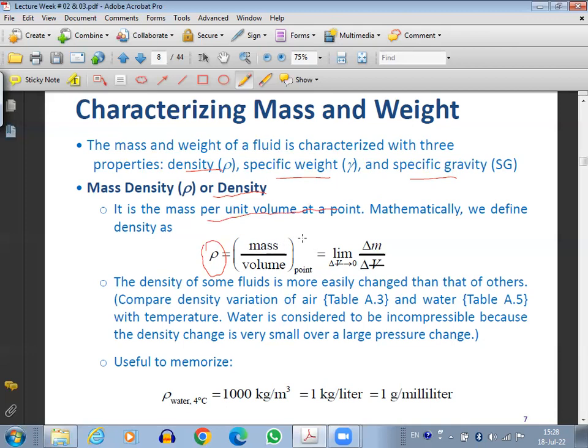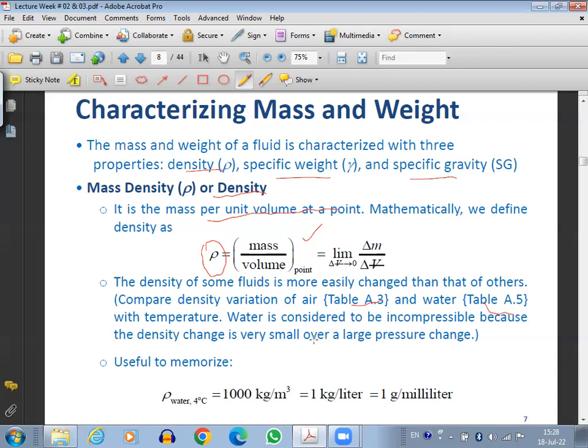So it's mass per unit volume. Density of some fluids is more easily changed than that of others. Compare density variation of air and water in tables A3 and A5. You find these tables in your textbook, and a soft copy of the complete textbook is already uploaded on GCR. You can download it and go through it while following this course. Table A3 gives the variation of density of air, and table A5 the variation of density of water.